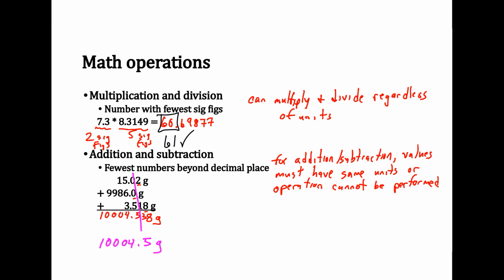The tricky part about addition and subtraction is you can actually gain, lose, or have no change in sig figs. Whereas with multiplication and division, it's always the value that had the fewest number of sig figs that determines how many your answer should have. Addition and subtraction, you can gain, lose, or have no change in sig figs. But here, since the 9,986.0 grams was measured to the nearest tenth, that's where we are going to cut this off. We're going to round it to the nearest tenth.